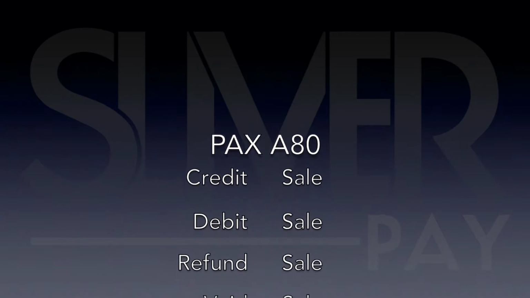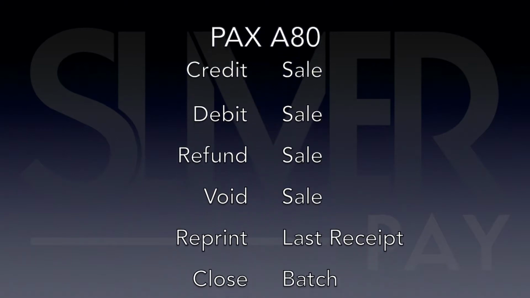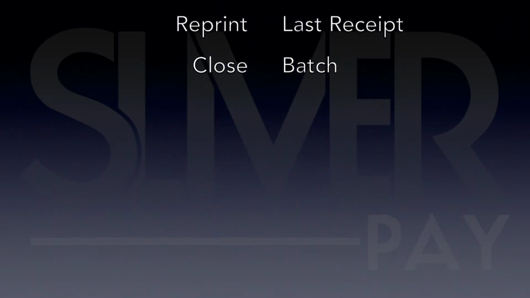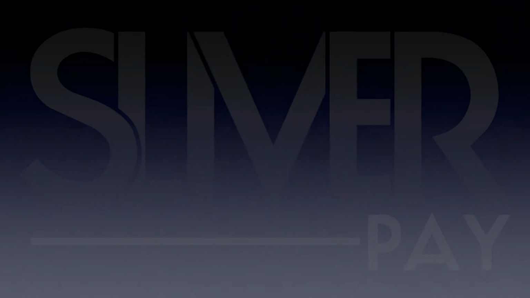This video will guide you through the steps on how to process a credit sale, debit sale, refund, void, reprint receipt, and closing batch on a PAX A80 terminal with the surcharge program.